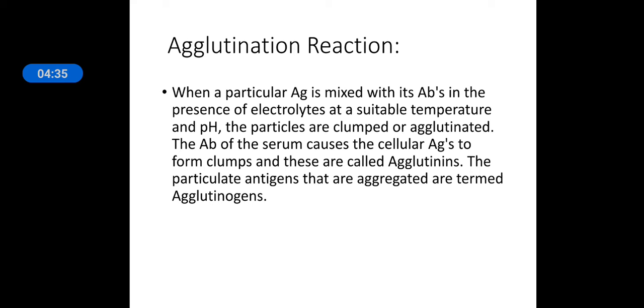The antibody of the serum will cause this cellular antigen to form clumps, and these antibodies are called agglutinins. In this agglutination reaction, the antibodies are called agglutinins, and the particular antigens that are aggregated are termed agglutinogens. It is very similar to what we said in the precipitation reaction, but instead of forming an insoluble precipitate, here clumps or agglutinates are formed.